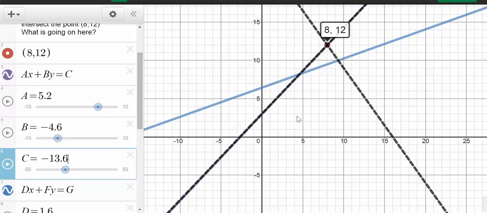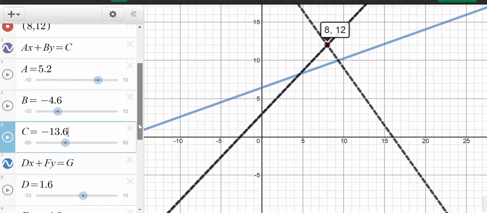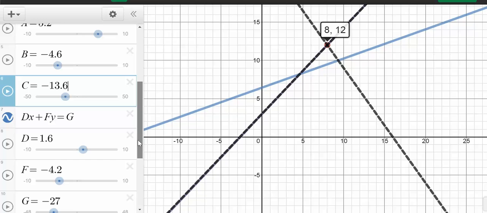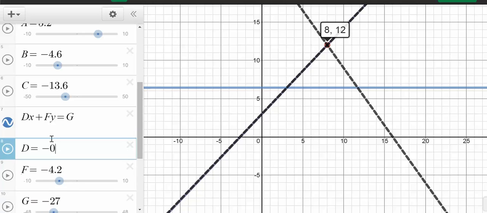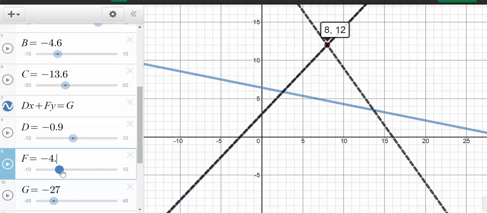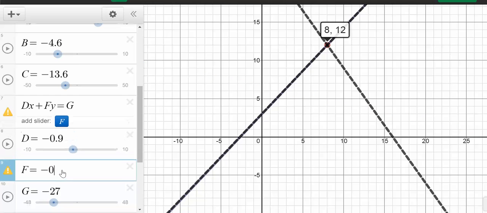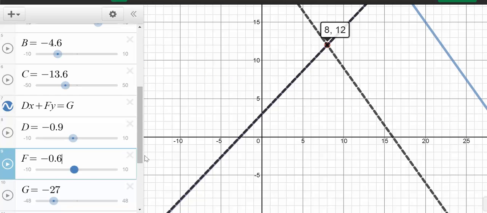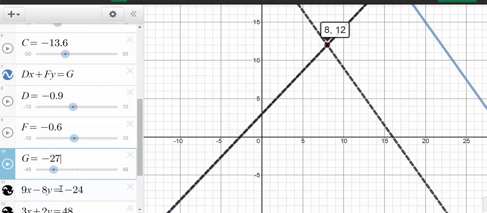Okay, good. What's your value for D, F, and G? What did you get for that one? Negative 0.9. She says negative 0.9. Okay, let's go with that one. Negative 0.9. Negative 0.6. Negative 0.6. Okay. And negative 14.4. Negative 14.4.